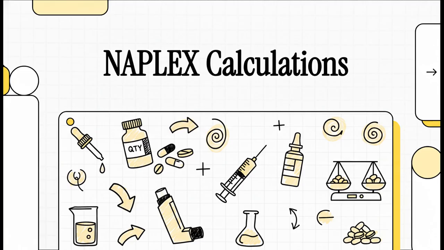In this explainer, we'll be reviewing prescription-based pharmacy calculations, things like quantities to dispense, drops, grains, capsules, compounded liquids, inhalers, nasal sprays, injectable volumes, and drug dose conversions.